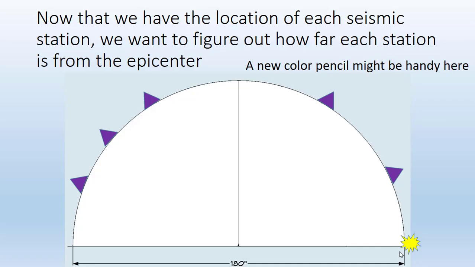So our earthquake down there at 0 degrees radiates energy out in all directions. The energy is picked up by each station at the surface of the Earth and recorded. Now that we have a location of 17 seismic stations on the surface of the Earth, we want to determine each station's linear distance away from the earthquake. This will tell us the actual distance through the Earth that the seismic waves traveled.